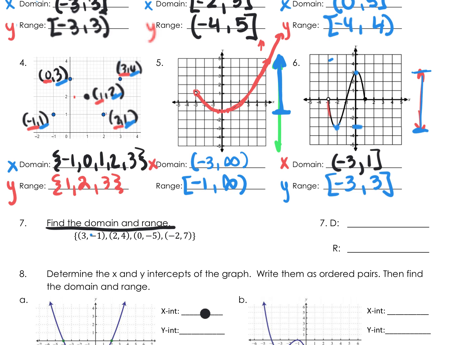Alrighty, so here for the domain and range, when we have a set of points, it's kind of like this problem up here. The domain will be all of the x values. So my domain will be a set, but now it's going to be a set of just 4 numbers because there's only 4 numbers in my answer here. 3, 2, 0, and -2. No other numbers in between. Make sure to use the curly brackets because it's not an interval.